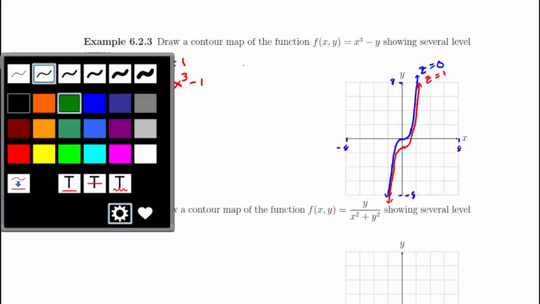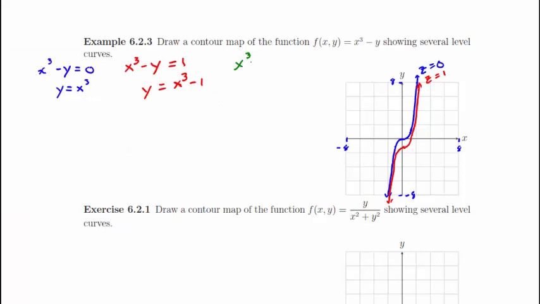So if z equals negative 1, we have x cubed minus y equals negative 1. If we add the y to this side, add the 1 back over to this side, we should get y equals x cubed plus 1. So yes, indeed, we should get this point, and this goes up 1, this point goes up 1, and this point goes up 1. So I'm just using transformations of my y equals x cubed graph.